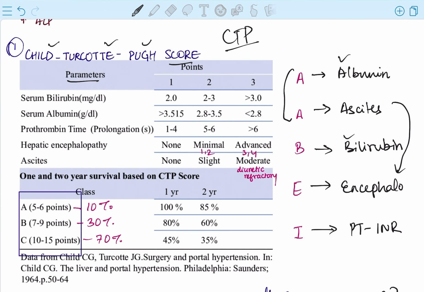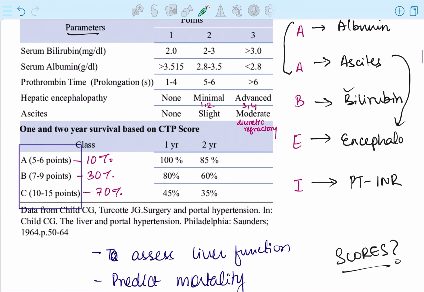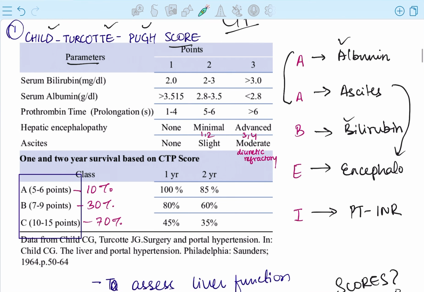These tell about the parameters. And why is this important? It is to assign points. When the points are 5 to 6, we group it under class A. When the points are 7 to 9, we group it under class B. And when the points are 10 to 15, we group it under class C. Each tells about the mortality.